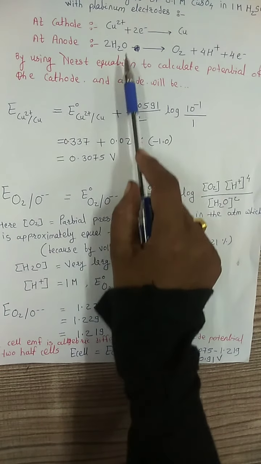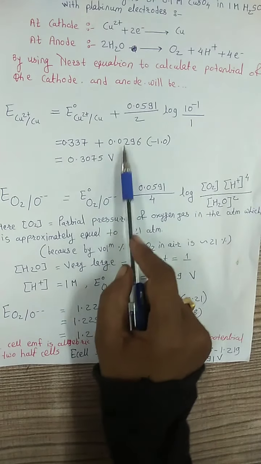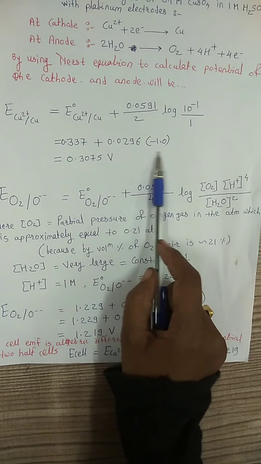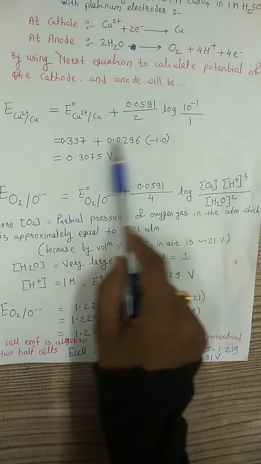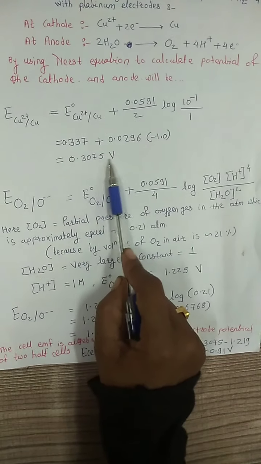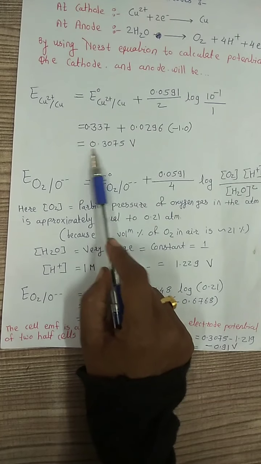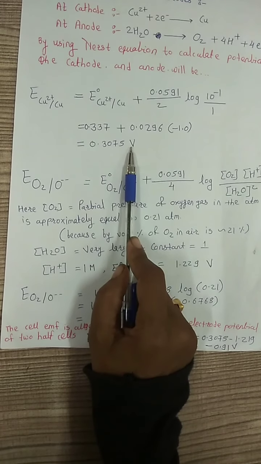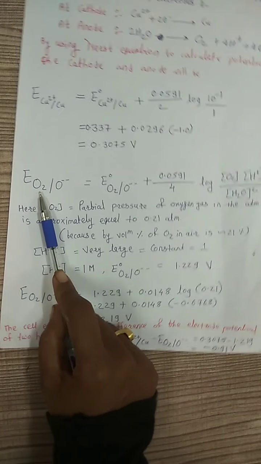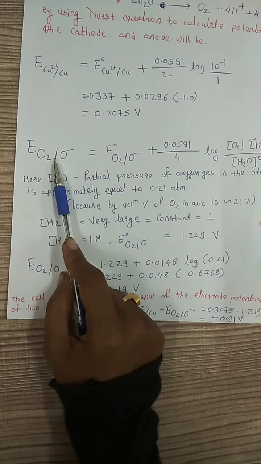Here the 0.0591 value is constant, and 2 is nothing but the electrons involved in that particular reaction. In the generation of copper in our reaction, we require 2 electrons, therefore it is divided by 2. After taking the log, we are getting minus 1.0. By calculating this value, we have the electrode potential of that particular cell is 0.3075 volt.